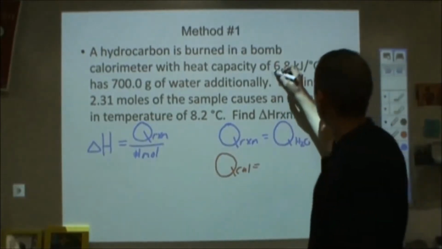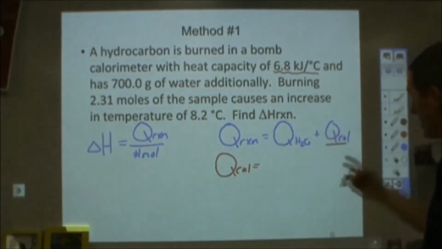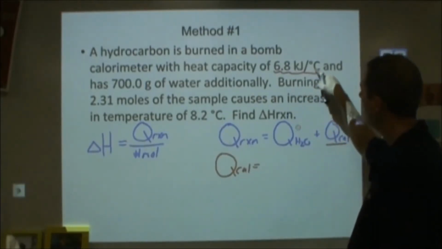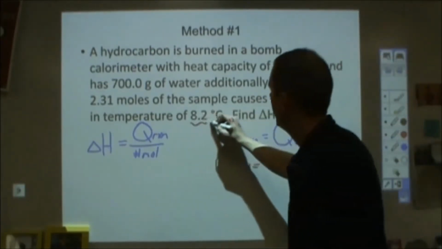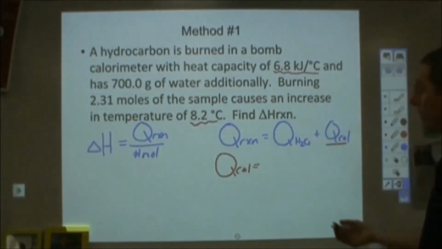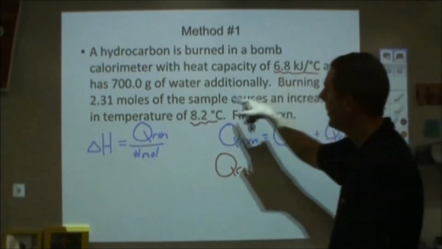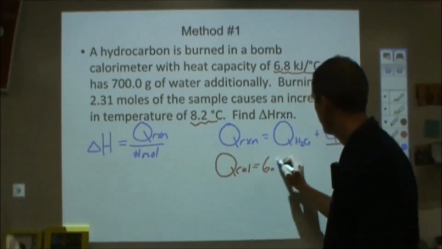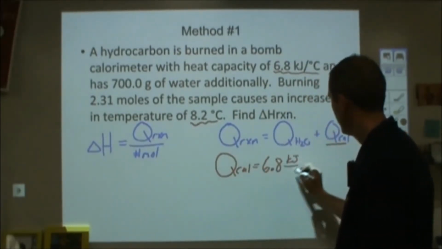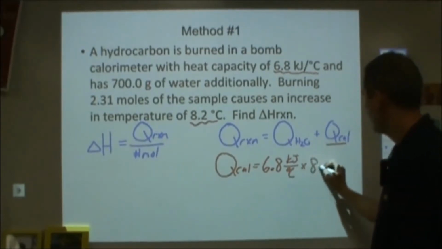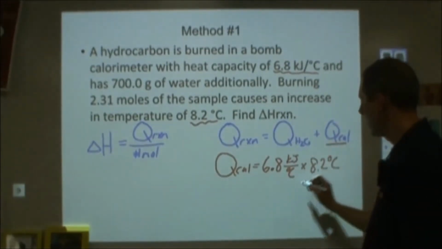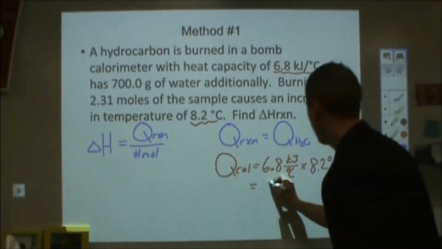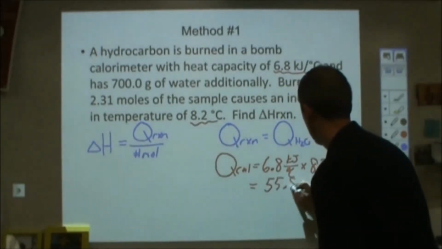It gives us a heat capacity for the calorimeter, which is great, because that heat capacity is how many kilojoules it takes to heat up the calorimeter by 1 degree. And it gives us our temperature change. So if it takes this much to go up 1 degree, to go up 8.2 degrees will take that much more of it. So 6.8 kilojoules per degree Celsius times 8.2 degrees Celsius for our temperature change gives us how much energy goes into the calorimeter, and that ends up being 55.8 kilojoules.